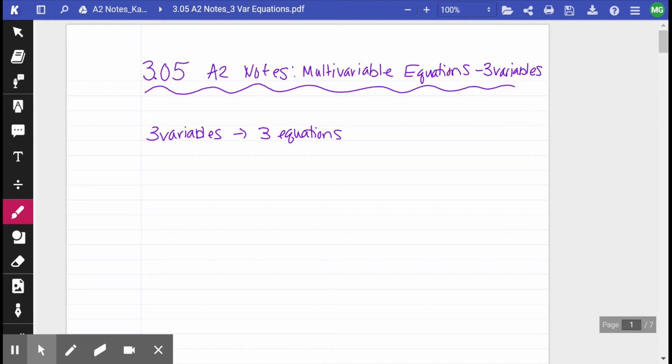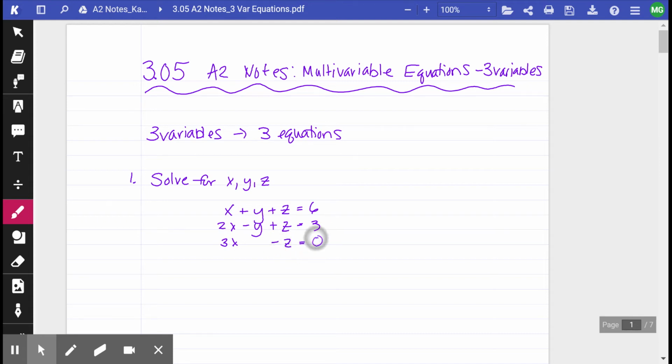All right, so let's try to start one of these. We're going to solve for x, y, and z algebraically. And our three equations are x plus y plus z equals 6, 2x minus y plus z equals 3, and 3x minus z equals 0.